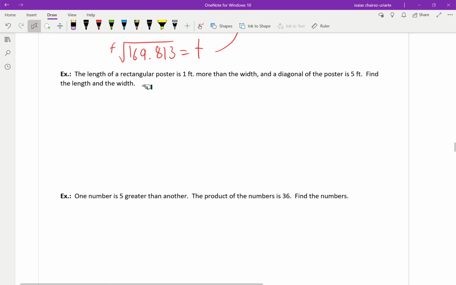So the first thing is we've got to set up an equation. That's what I'll help you do. You'll solve the equation on your own.